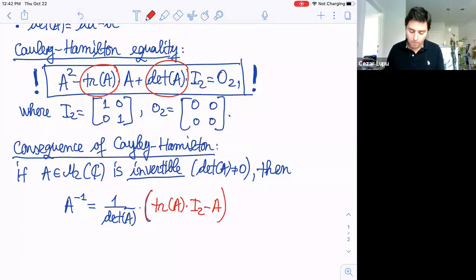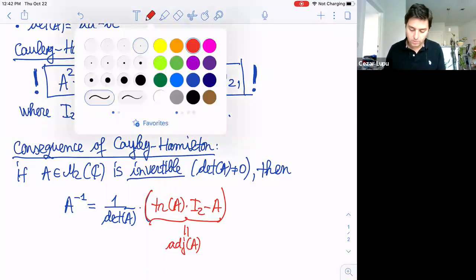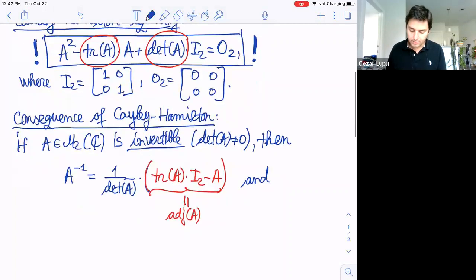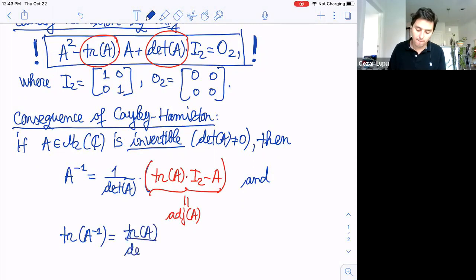This quantity here, you will see that this is nothing else than just what we will call the adjugate of a matrix. And for 2 by 2 matrices, it can be computed in this way. And moreover, we can also prove that the trace of A inverse, well, you will see that we can compute this using the eigenvalues, but the trace of the inverse will be nothing else than just the trace of A over the determinant of A.